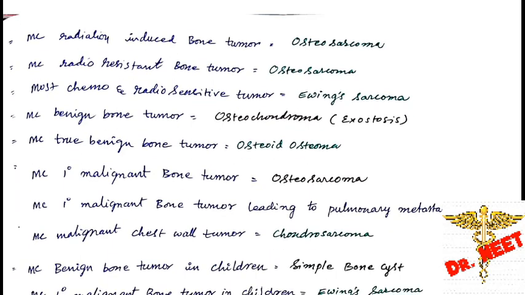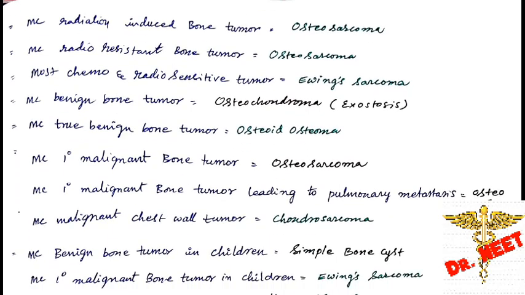Next, most common radiation-induced bone tumor is osteosarcoma. Most common radio-resistant bone tumor is osteosarcoma. Most chemo and radio-sensitive tumor is Ewing sarcoma in bone tumors. Most common benign bone tumor is osteochondroma. It is also known as exostosis. Most common true benign tumor is osteoid osteoma. Most common primary malignant bone tumor is osteosarcoma.